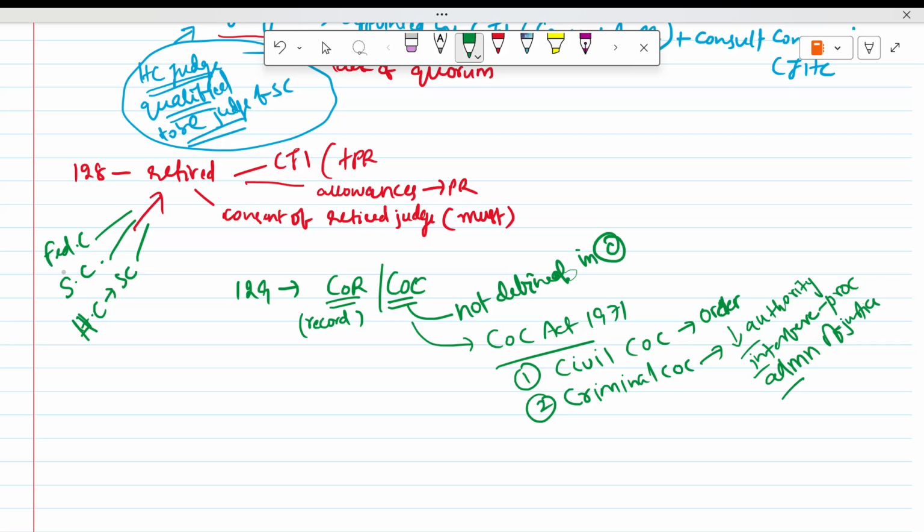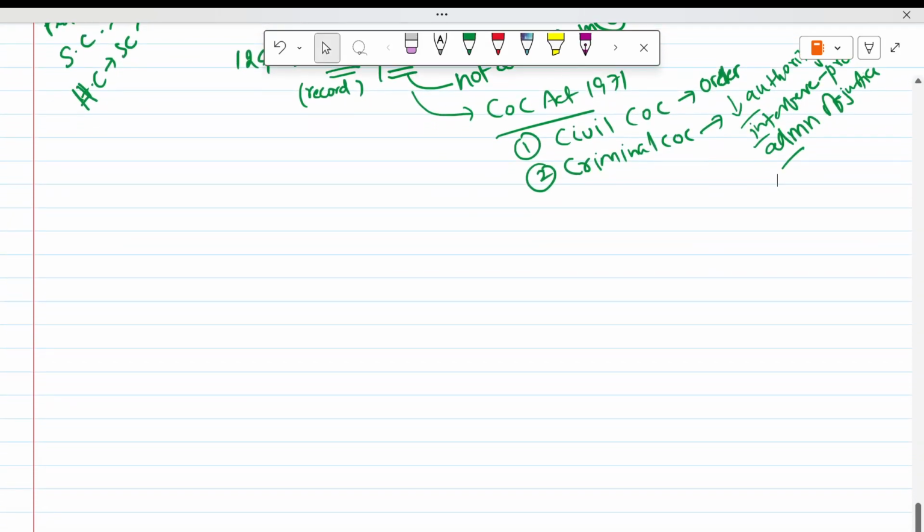What is contempt of court? It is not defined in the Constitution. Only the term contempt of court is given. This is Article 129.